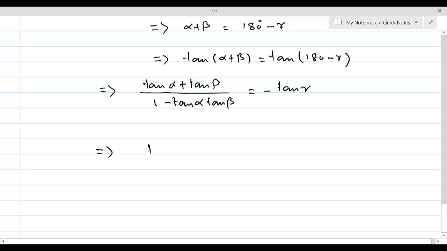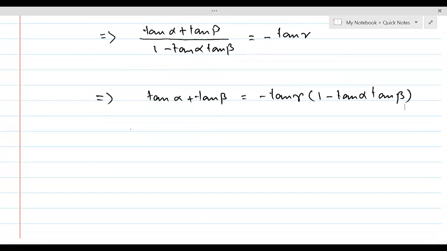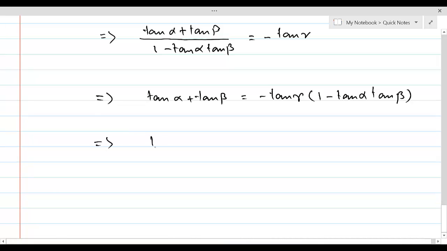and now we can cross multiply and we get tan alpha plus tan beta equal to minus tan gamma into 1 minus tan alpha into tan beta. And here we can write this as tan alpha plus tan beta equal to minus tan gamma plus tan alpha into tan beta into tan gamma.